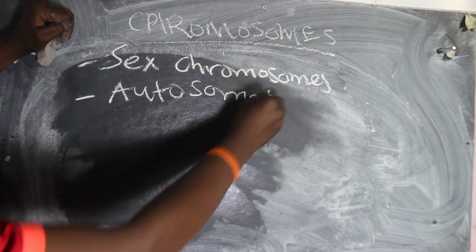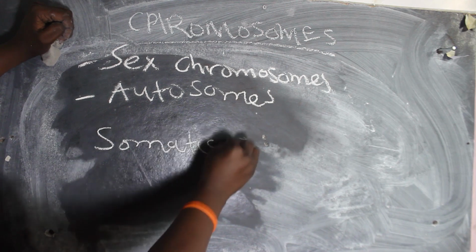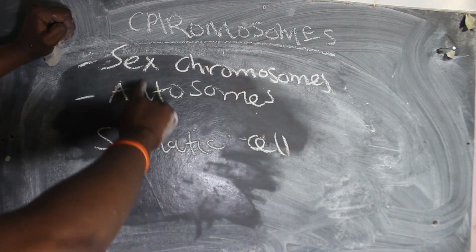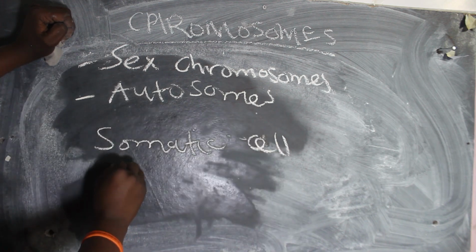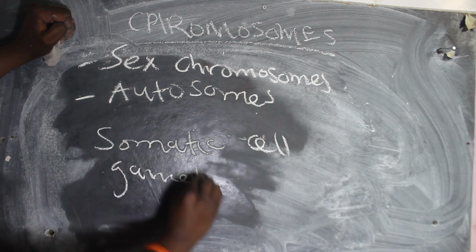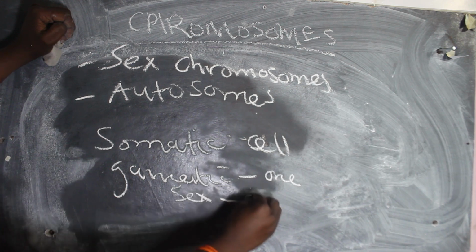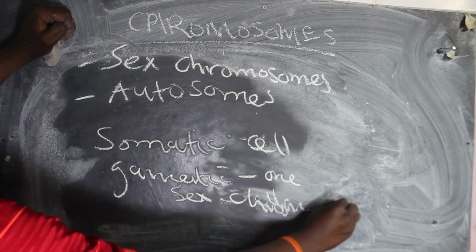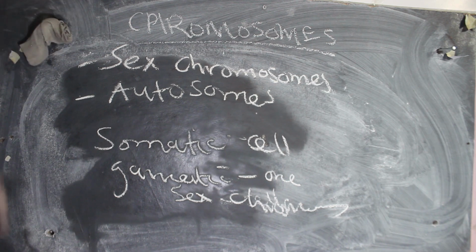autosomes. What you need to know is that every somatic cell is a body cell, and every somatic cell has two types of chromosomes: the sex chromosomes and the autosomes. But the gamete cells will only have one type of chromosome, the sex chromosomes. They only carry those. So that is what you should bear in mind.